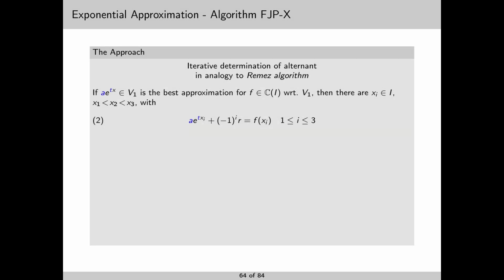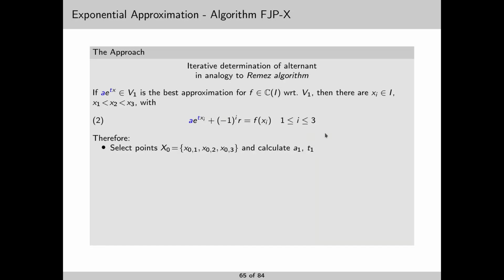From the theory, we know that the error function of a best approximation a times e to the t times x has an alternate of length 3, that is, there are 3 points xi for which equations 2 hold. So, in order to find the alternate points of the best approximation, we could try to start with 3 points of the interval and calculate a first version a1 and t1 of the coefficients such that equation 2 holds.